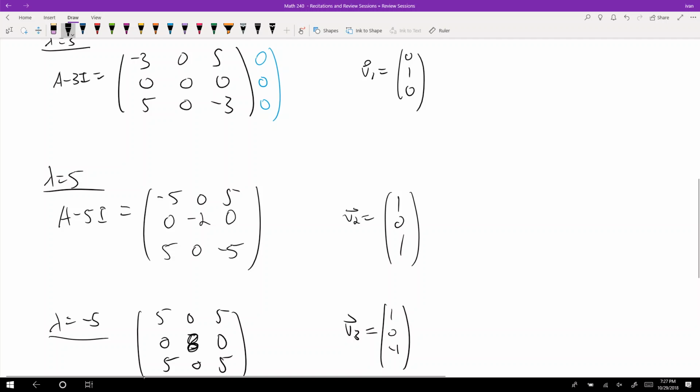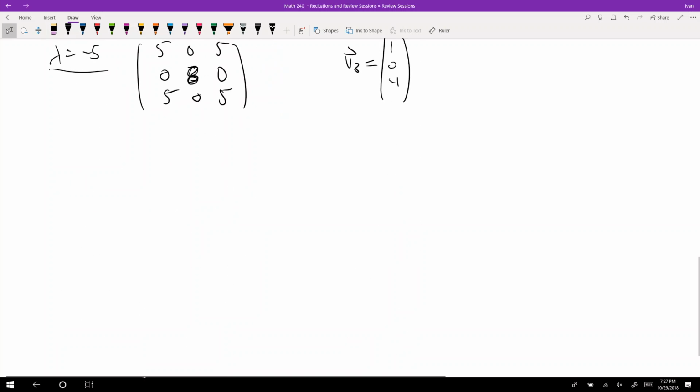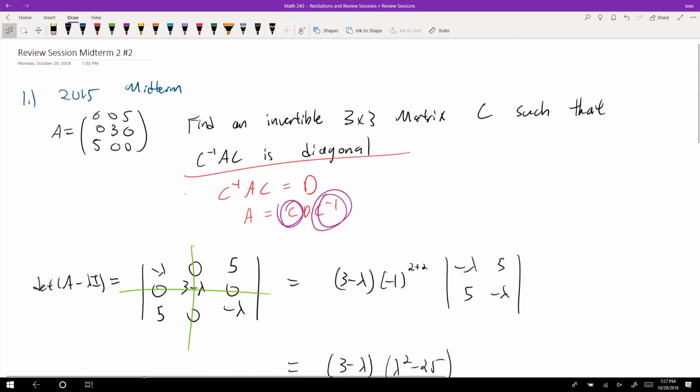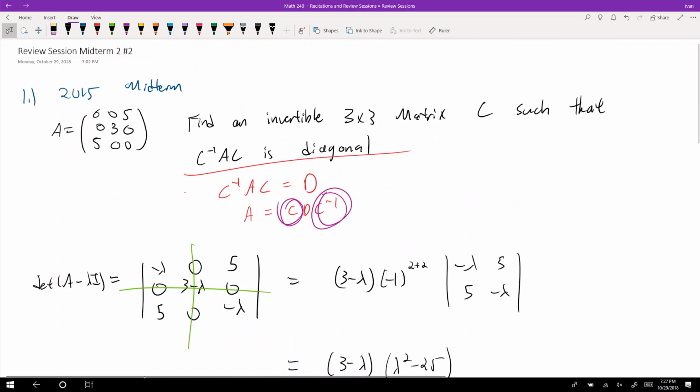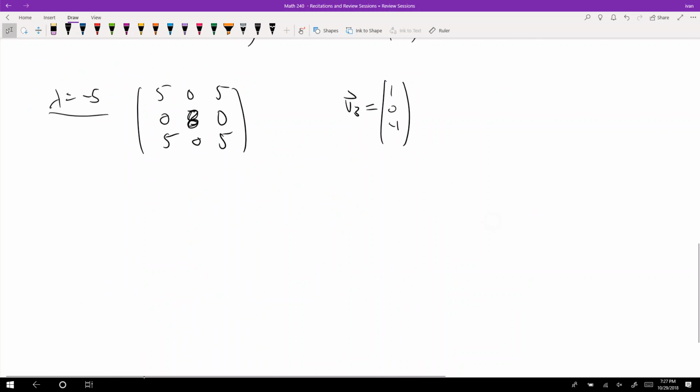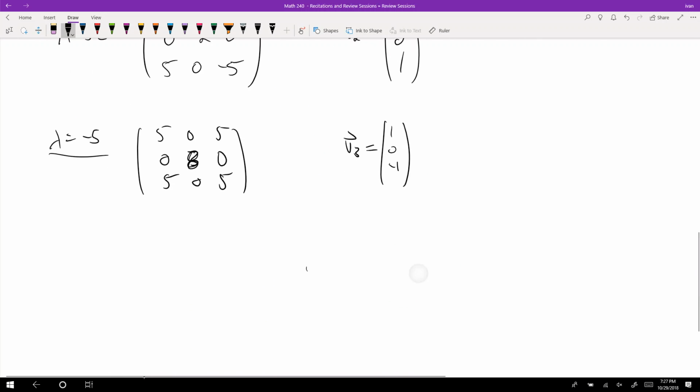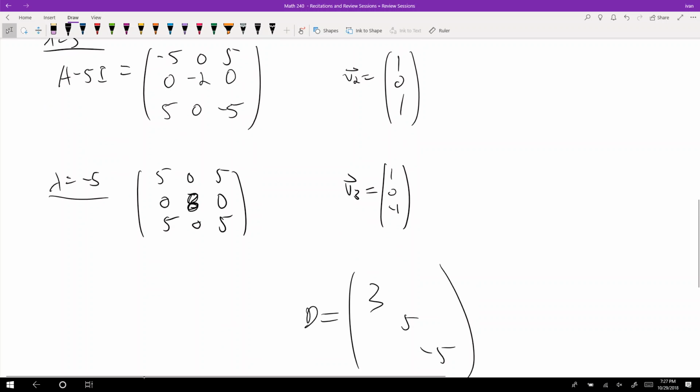All right, good. And so now what do we do? Now we need to form C and we need to form D. Well, I guess this problem doesn't actually require you to form the D matrix, because it's only asking you to find an invertible 3 by 3. You only need to find C, but for the heck of it, let's find D. So for D, I'll let that be 3, 5, -5, with zeros everywhere else because it's my diagonal matrix.